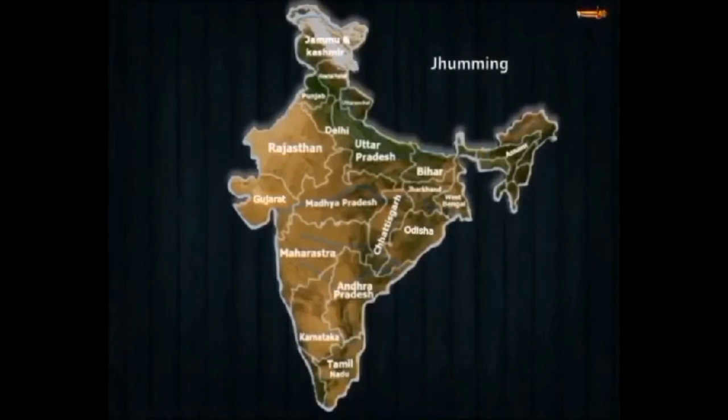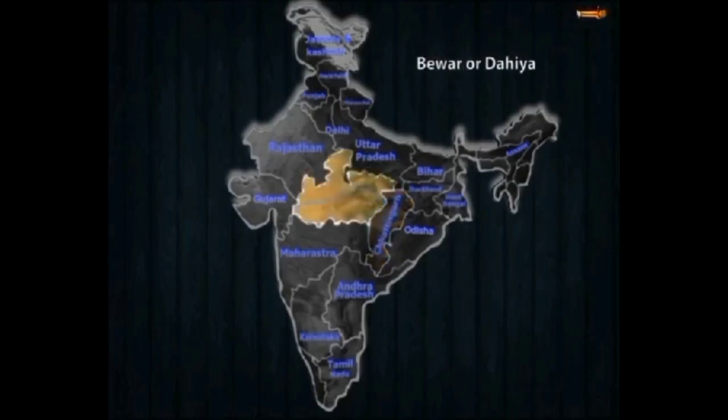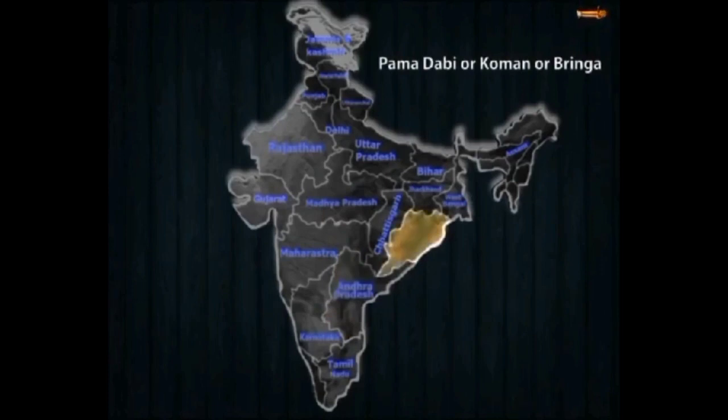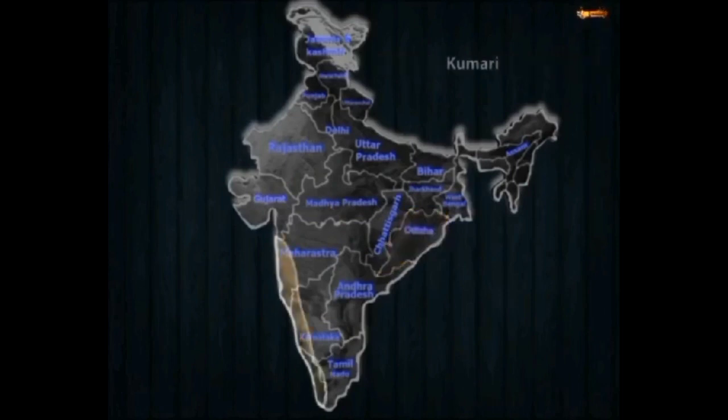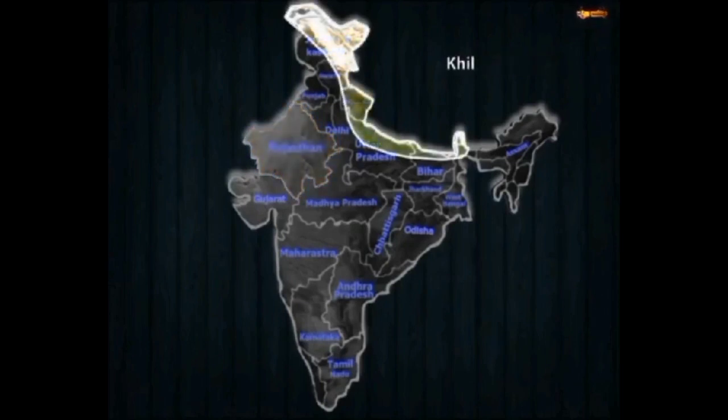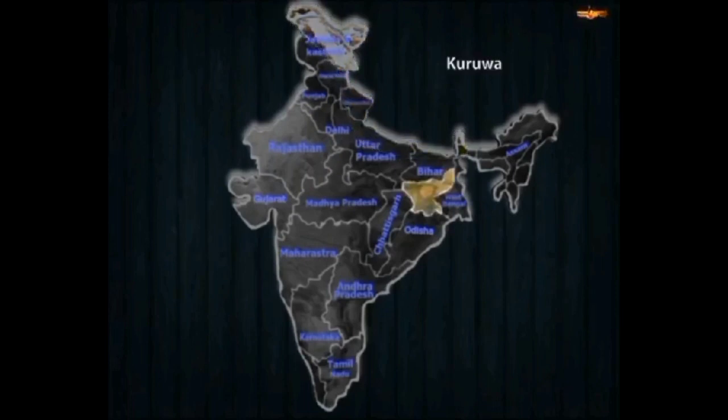It is booming in northeastern states like Assam, Meghalaya, Mizoram, and Nagaland, Pamlau in Manipur, Deepa in Bastar district of Chhattisgarh, Bivar or Dahiya in Madhya Pradesh, Podu or Pinda in Andhra Pradesh, Pamadabi or Koman or Bringa in Orissa, Kumari in Western Ghats, Valre or Waltre in southeastern Rajasthan, Khil in the Himalayan belt, and Guruba in Jharkhand.